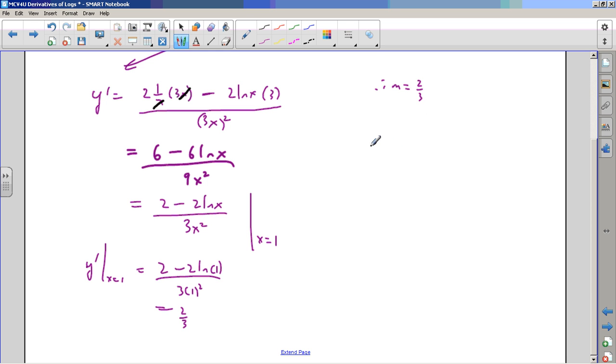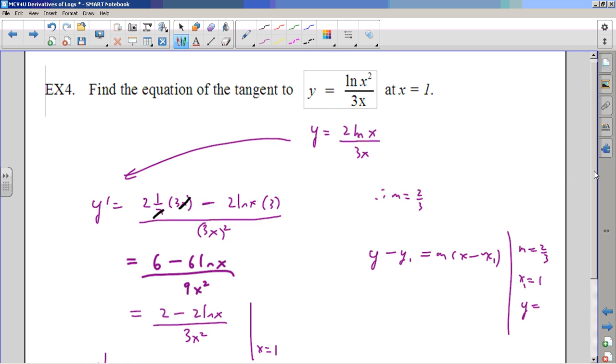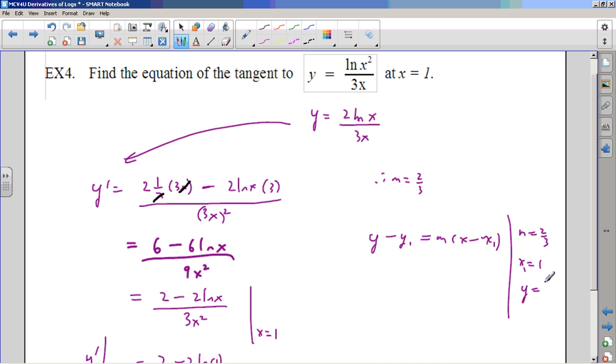Let's get my equation going here. Equation of the tangent, where the slope is 2/3. My x value is 1. What's my y value? Well, I got to substitute back in here. So my y value is 2 times the ln of 1 over 3 times 1. Well, that's 0, isn't it? That's 0 because the ln of 1 is 0. So y1 is 0.